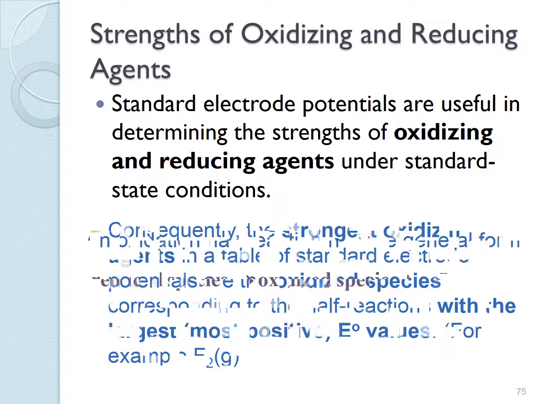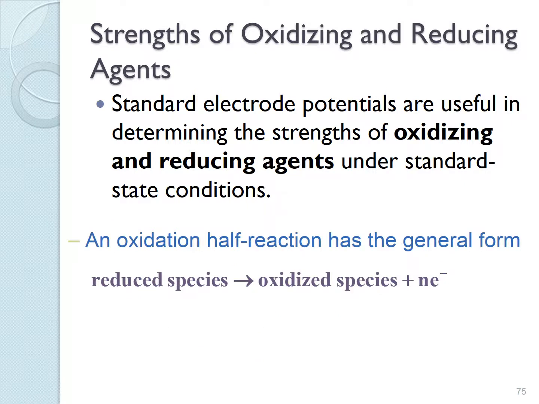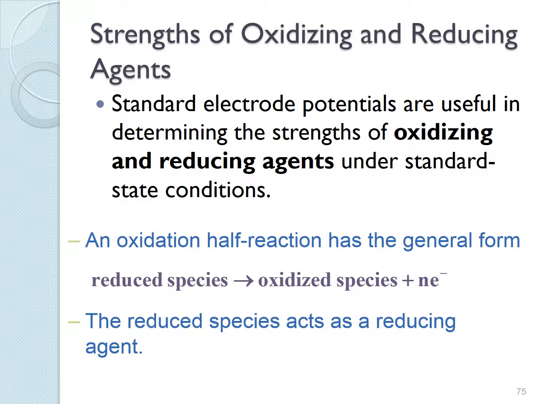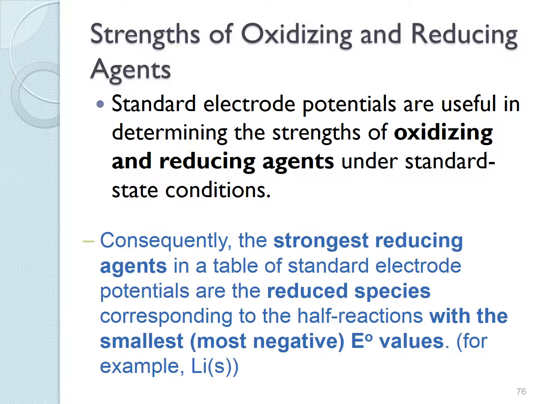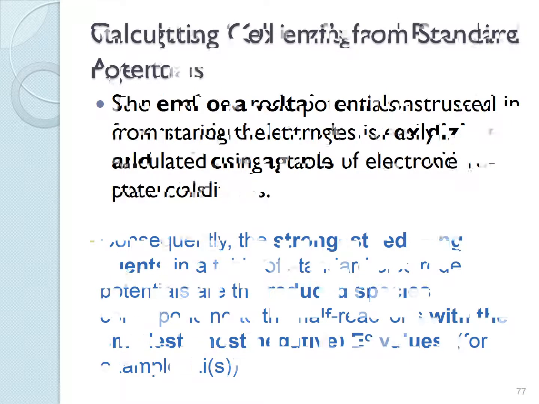So if you're looking at the chart we just looked at, that would be F2 gas. Now, if something is being oxidized, then it is the reducing agent. And the strongest reducing agent, the thing being oxidized, will be the species that has the smallest, or the most negative, E value. So the thing that is most likely oxidized on this list will be lithium. The one that has the more negative number will most likely be oxidized.